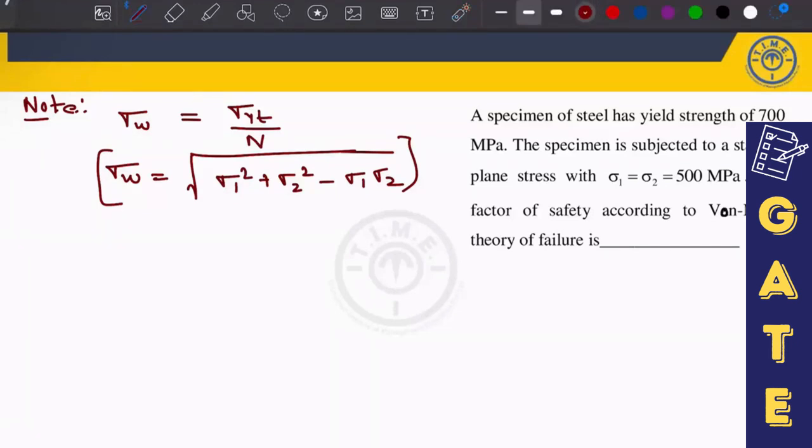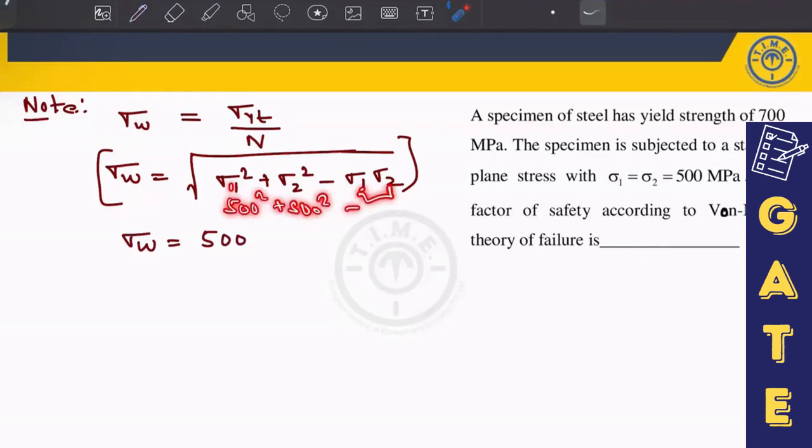Good. 1.4 is the correct answer. So you will calculate the working stress, which you will get as 500 only, because sigma 1 and sigma 2 are both the same, so it is 500 square plus 500 square minus 500 into 500, which is 500 square. So this will be cancelled out, and you will get the working stress as 500.